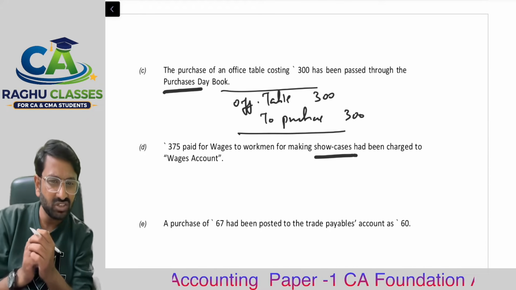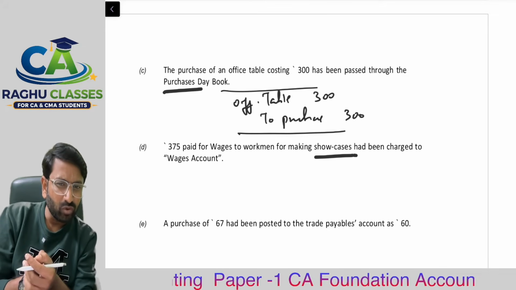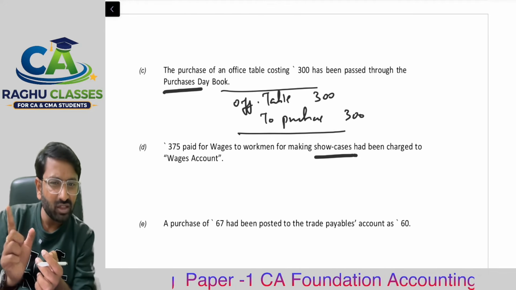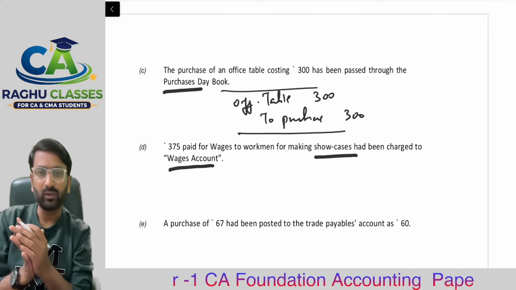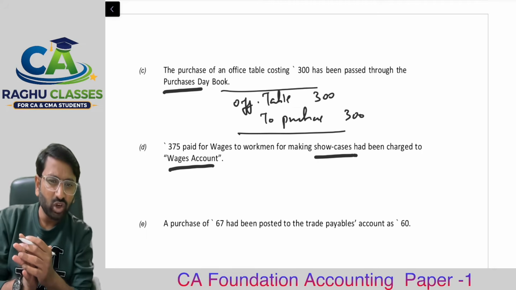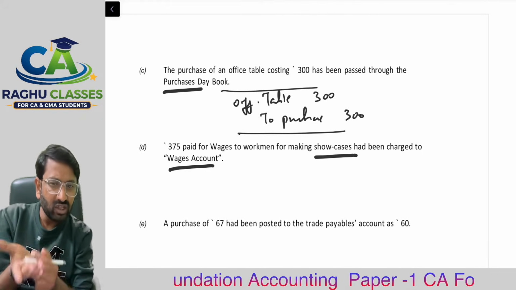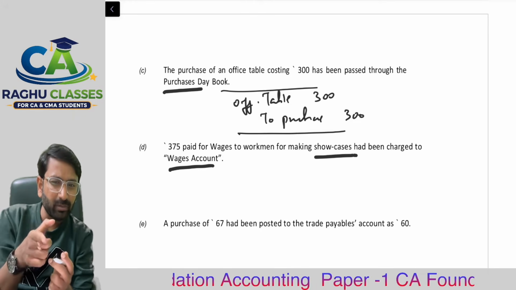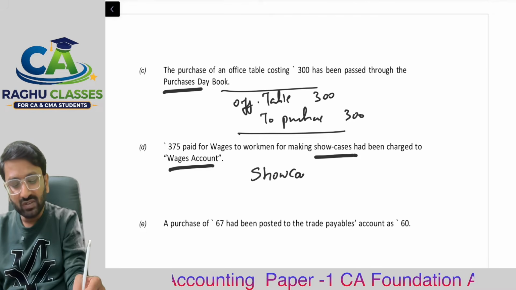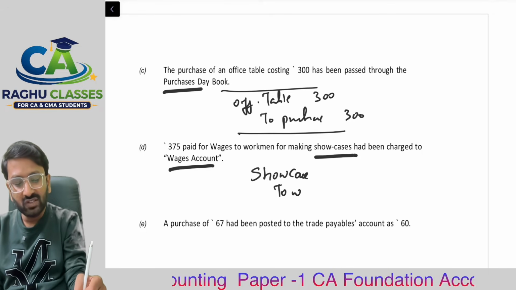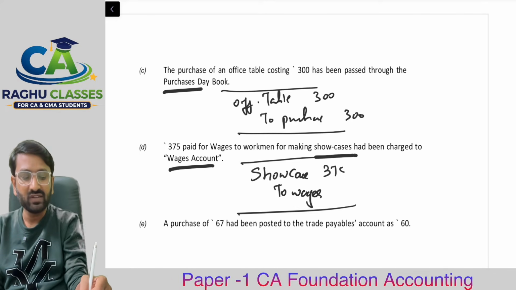Next one. Rupees 375 paid for wages to workmen for making showcase. Now can I say it's furniture and fittings. So any wages paid to the workmen for making showcases should be added to the cost of the showcase. But instead of that, they have debited wages account. So the correct entry should have been showcase account debit to cash. But instead of that, they have recorded wages account debit to cash. So the rectification entry will be showcase needs to be debited, wages need to be reversed. So showcase account debit to wages 375.